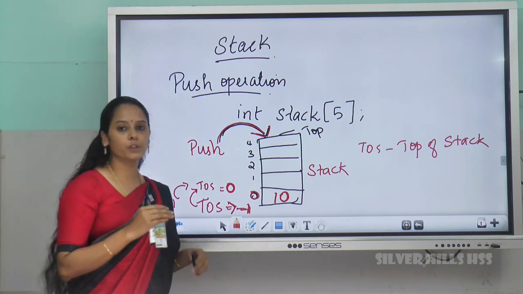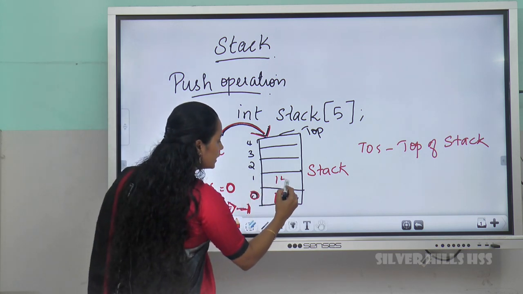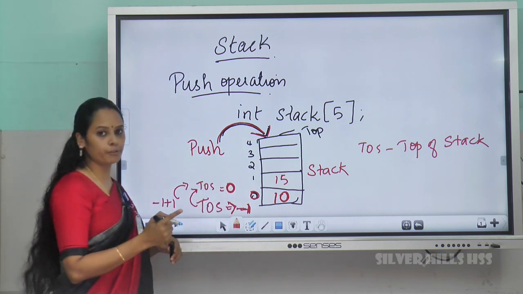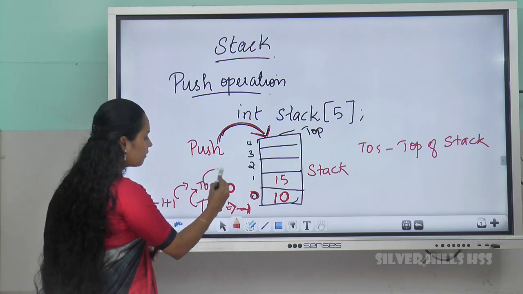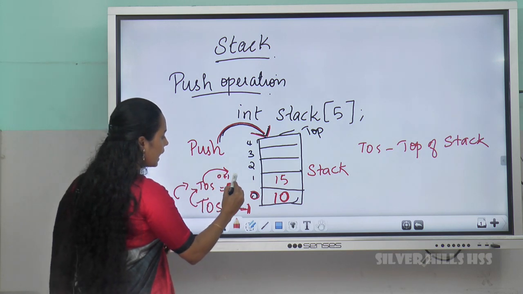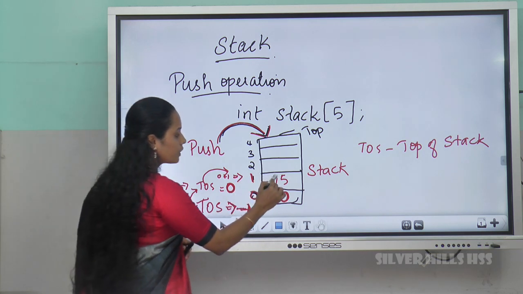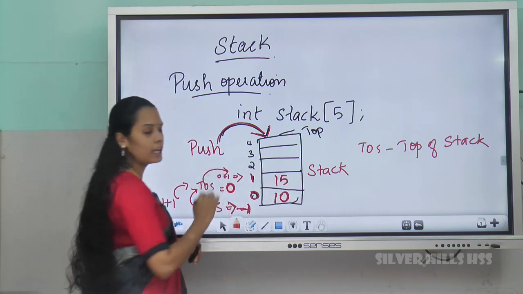Now, suppose you want to insert the next element. For example, the element is 15. Into this position, first what you have to do? You have to increment the value of TOS plus 1. That is 0 plus 1, and the TOS will become what? 1. The current TOS is 1, and you can insert the value inside that position.